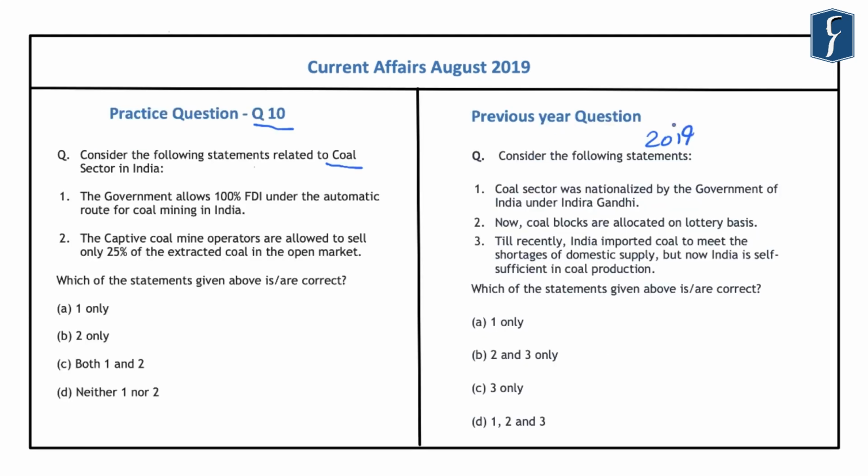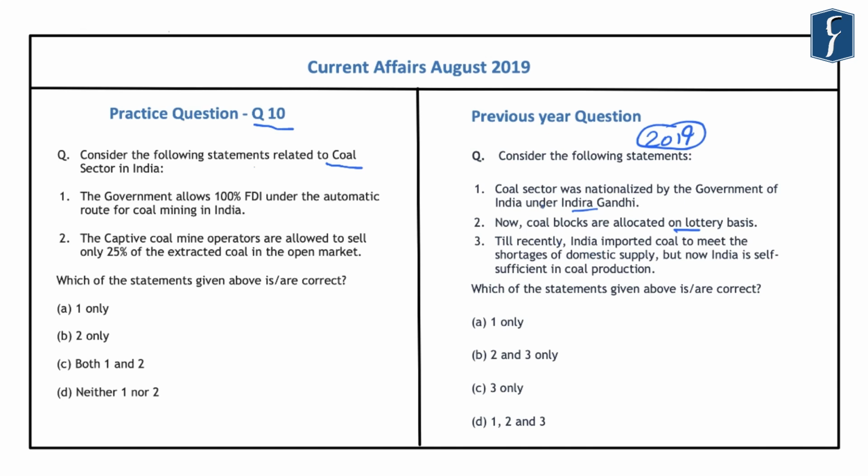And if you look at this question that was asked in 2019, it reads that the coal sector was nationalized by the government of India under Indira Gandhi. Second is that now coal blocks are allotted or allocated on a lottery basis. And third is that till recently, India imported coal to meet the shortages of domestic supply, but now India is self-sufficient in coal production. So again, you can see that the question that was asked in 2019 was also related to the import of coal and the government's policy regarding the coal sector.